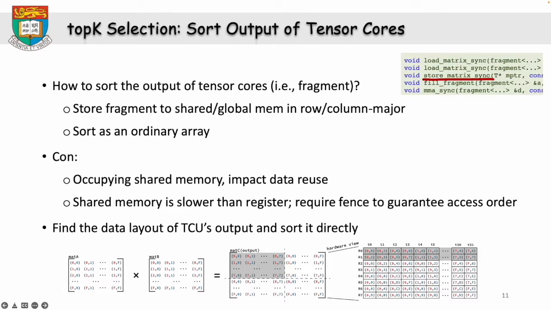storing the fragment into shared memory or global memory in row major or column major with these official APIs. The disadvantage of this method is occupying shared memory, which impacts the data reuse of distance matrix calculation. Also, shared memory is still slower than registers and requires syncs to guarantee the access order. Thus, we need to find a method to sort the output of the TensorCores directly.